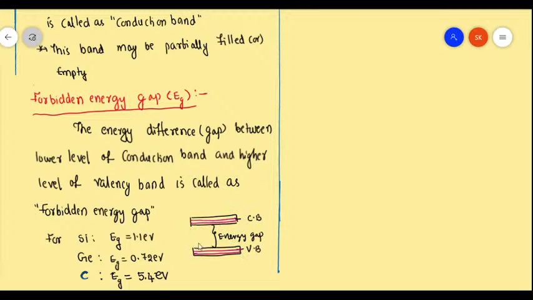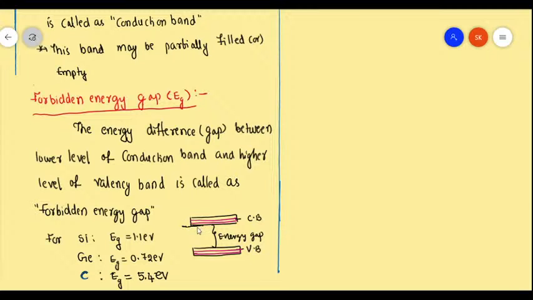Okay, how does the band form? You know that due to the overlapping of energy levels, a band will form. And next is the forbidden energy gap. What is the forbidden energy gap? It is the energy difference between the lower level of the conduction band and the higher level of the valency band. It is called the forbidden energy gap. Forbidden energy gap is nothing but the energy gap between the conduction and valency band. While taking the energy band, you have to take this lower part. What is this?